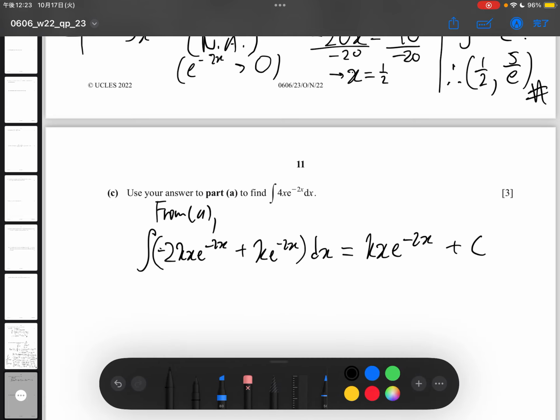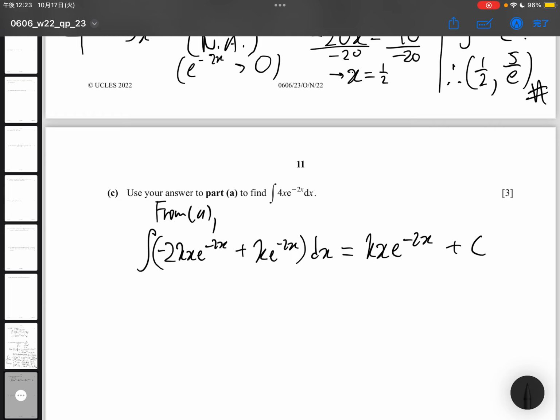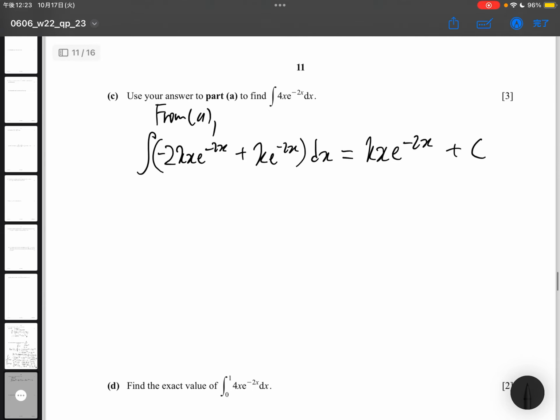Just bracket this. So this question is actually all about integration as the reverse process of differentiation. And I want to find the integral of 4x e to the power negative 2x. So if we compare this one over here, I will take the coefficient of that one, which is 4. And then I'll simply find k by dividing both sides by negative 2. I'll get k equals negative 2. So I'll substitute k equals negative 2.